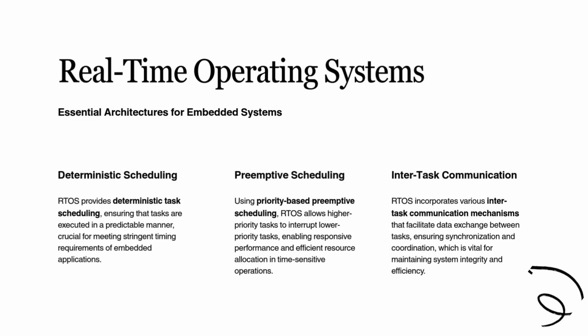Lastly, inter-task communication is another vital component of real-time operating systems. It encompasses various mechanisms that enable tasks to exchange data efficiently. This ensures synchronization and coordination, which are crucial for maintaining system integrity and performance, much like a coordinated team passing a baton in a relay race.